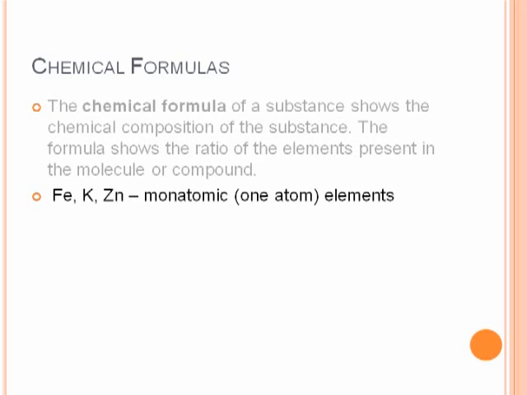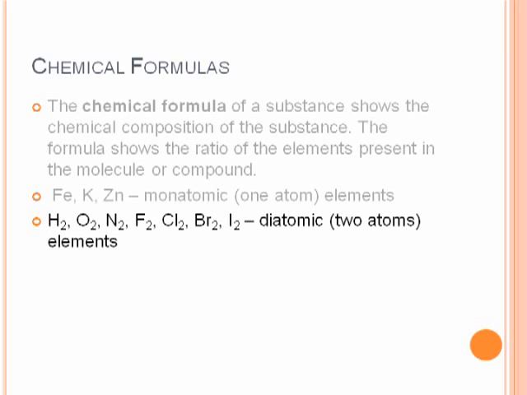Now you can just have free elements, which are monoatomic. Examples are iron, potassium, zinc, and so on. You get diatomic elements, and it's good to memorize those: hydrogen, which is H2, oxygen O2, nitrogen N2, fluorine F2, chlorine Cl2, bromine Br2, and iodine I2. And those always come in twos.